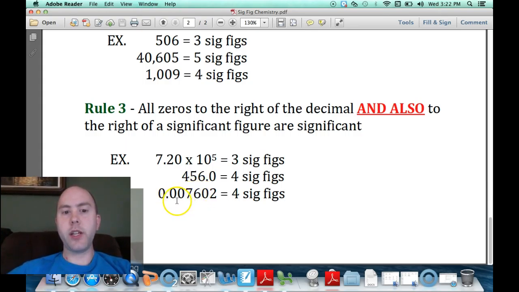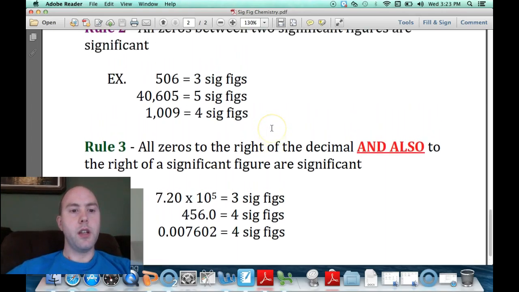These 2 zeros right here, yes, they are indeed to the right of the decimal, but they are not to the right of any significant figures, so they don't count. And they're not in between sig figs, so they don't count. This 0 here is to the left of the decimal. So again, it doesn't count. All right. So those are the 3.